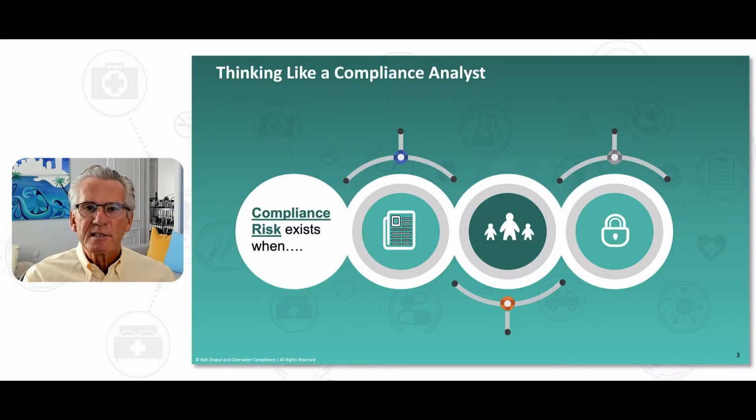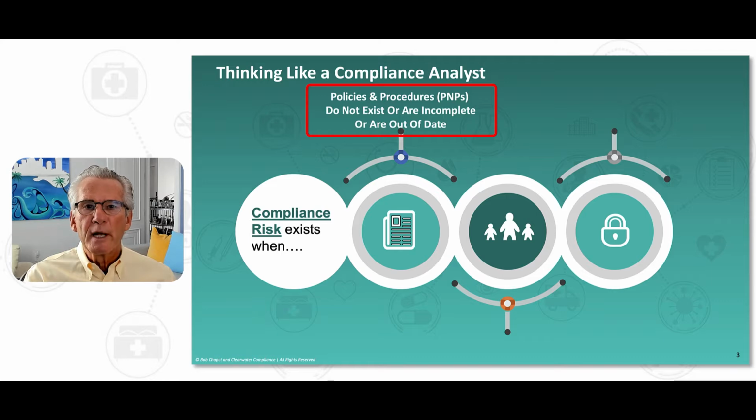Let's build out this slide and talk about what it means to think like a compliance analyst. That is, what are the kinds of things that would indicate compliance risk? Well, first of all, if you do not have appropriate policies and procedures related to a specific requirement in a regulation, or they're incomplete or out of date, that would be one potential scenario where you're out of compliance and potentially in violation of that regulation.